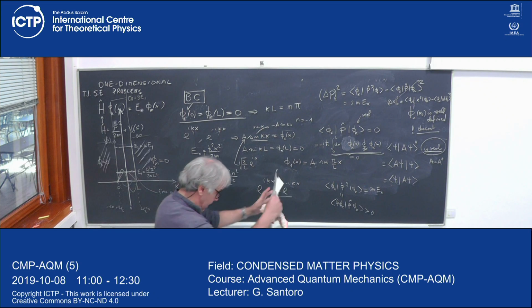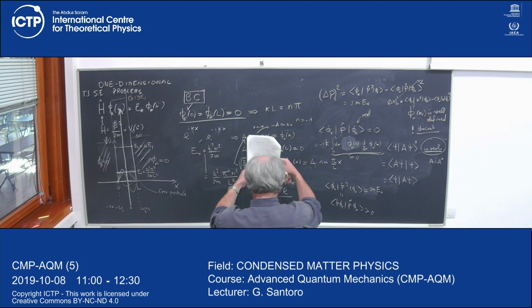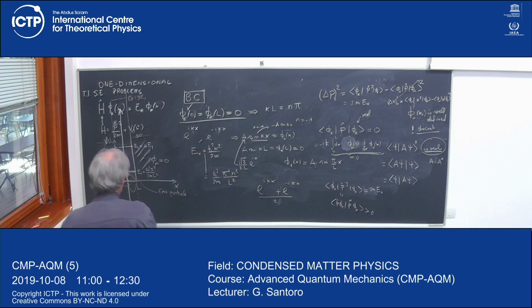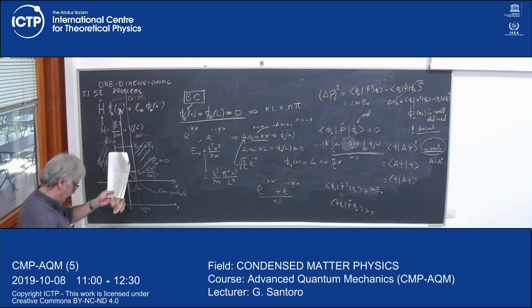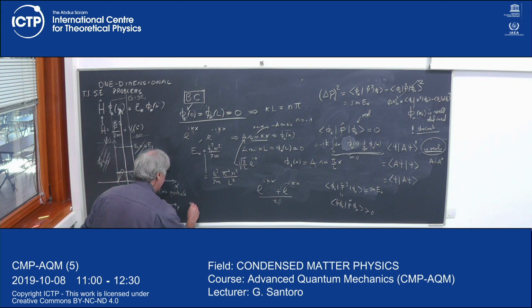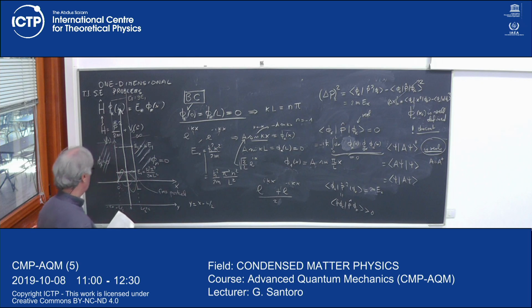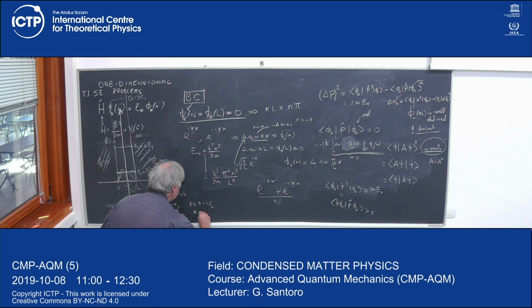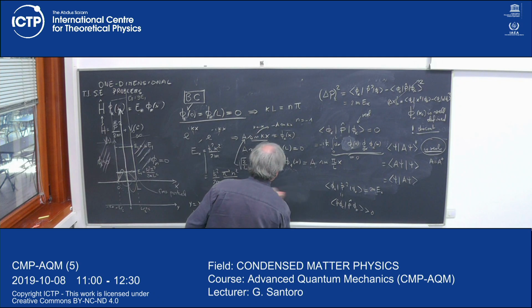And the basic algebra behind this is essentially the following. If I put this origin here, and I call this y, then y is equal to x minus L over 2. So if x is equal to 0, this is minus L over 2. If x is equal to L, y is L over 2. And I can rewrite that x is equal to y plus L over 2.